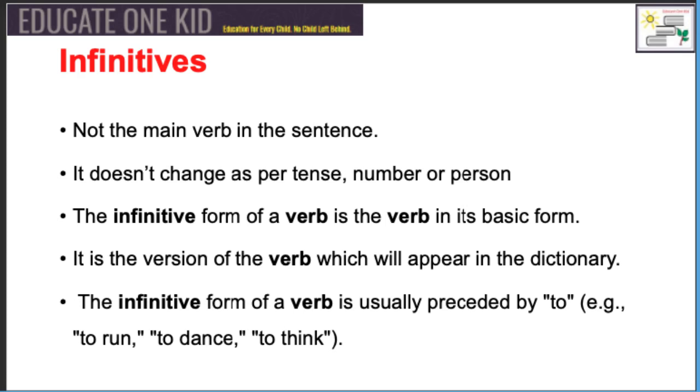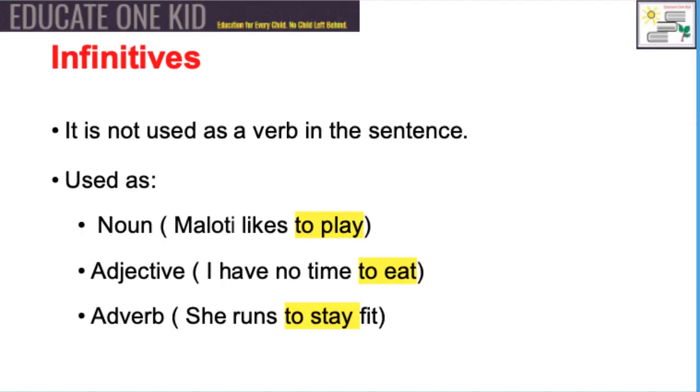Now, what are infinitives? Infinitives are not the main verb in the sentence. It doesn't change as per tense, number, or person. The infinitive form of a verb is the verb in its basic form. It is the version which will usually appear in the dictionary. The infinitive form of a verb is usually preceded by to. Infinitives are not used as a verb in the sentence. They are mostly used as a noun.